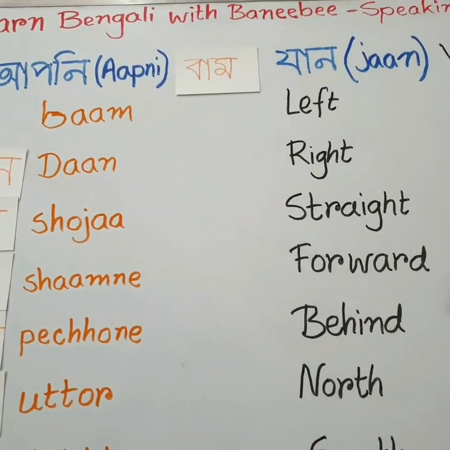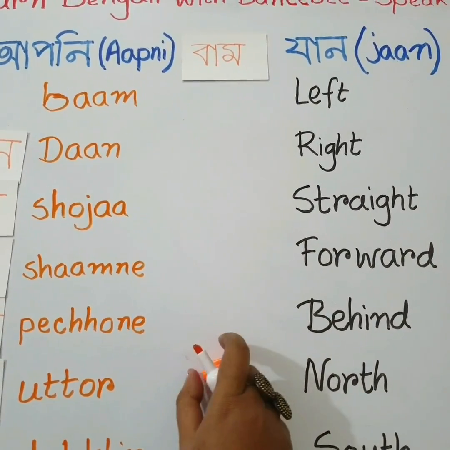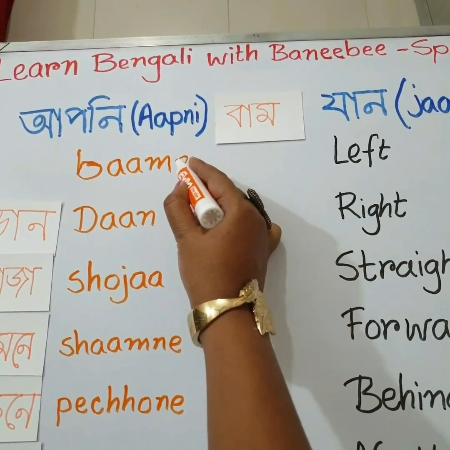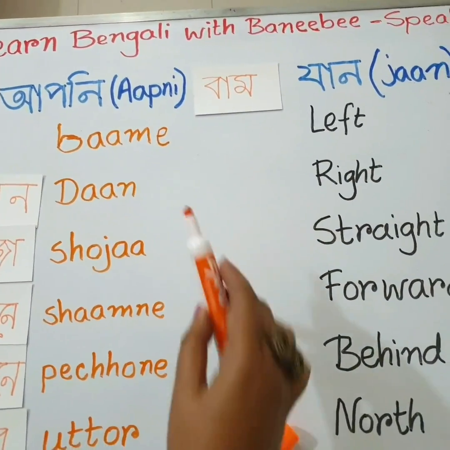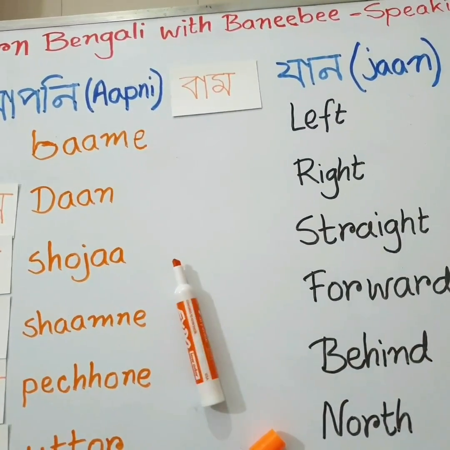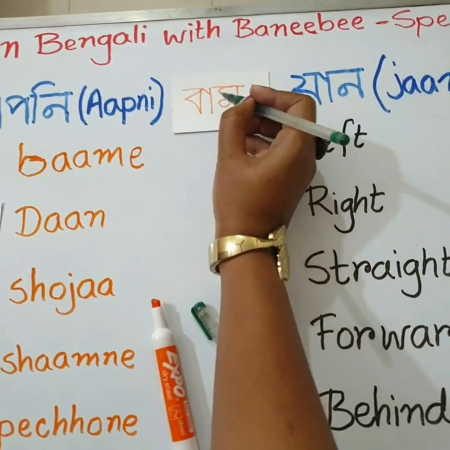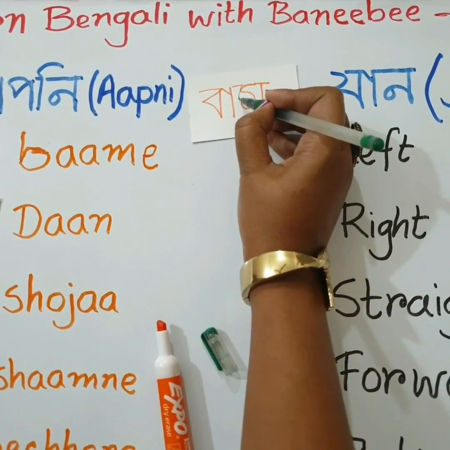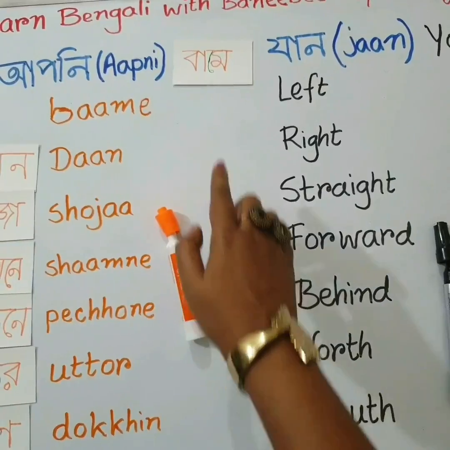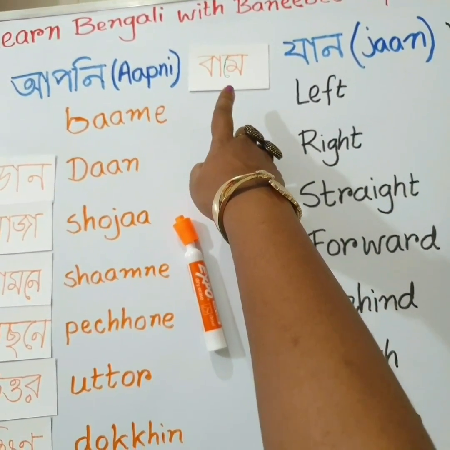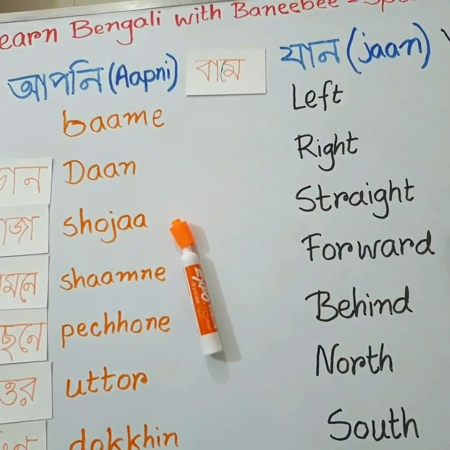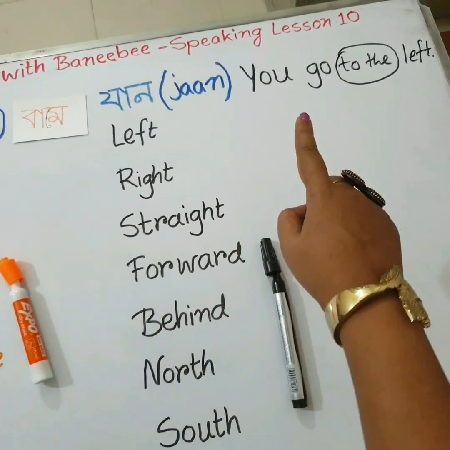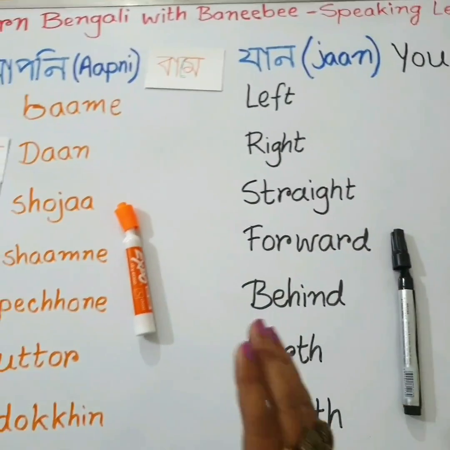So how to use that postposition? Let's see. Bam, this is bam, right? Bame. Okay, so to make it bame in Bangla, here I have added the a sign. Okay, that means this is bame jaan. Apni bame jaan, that means you go to the left.